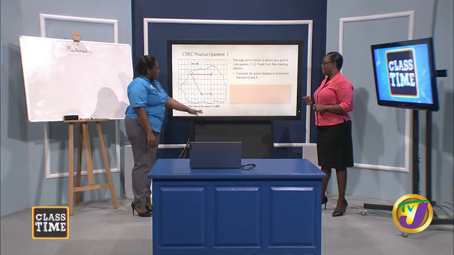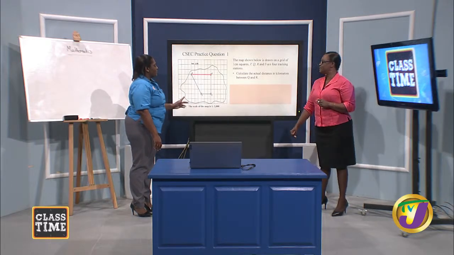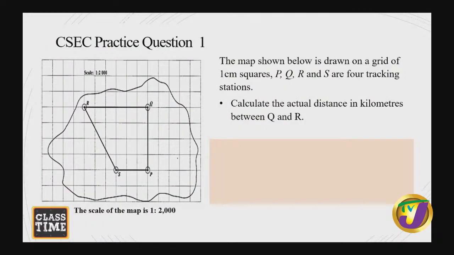So we need to bear in mind the scale, and it's 1 to 2,000, and because it is centimeter square grids that we're using, then it would be 1 centimeter to 2,000. And the information wants it in kilometers. So we are actually in centimeters now, so we need to do some amount of conversion.